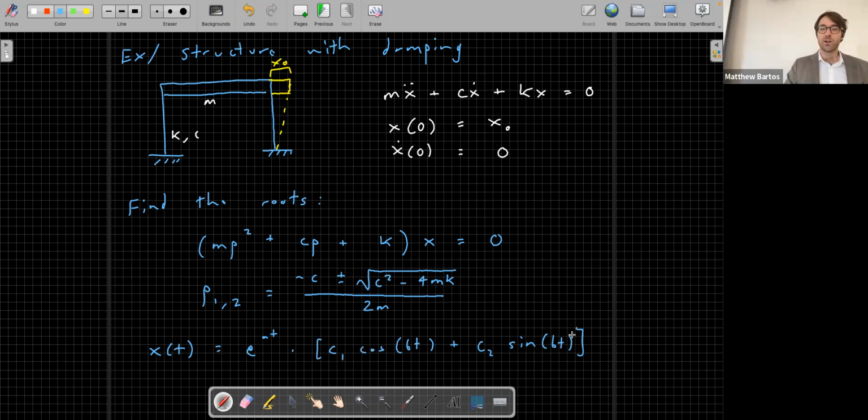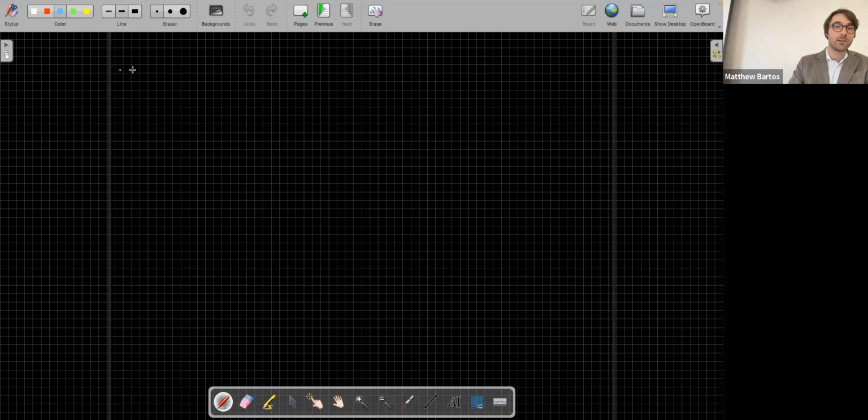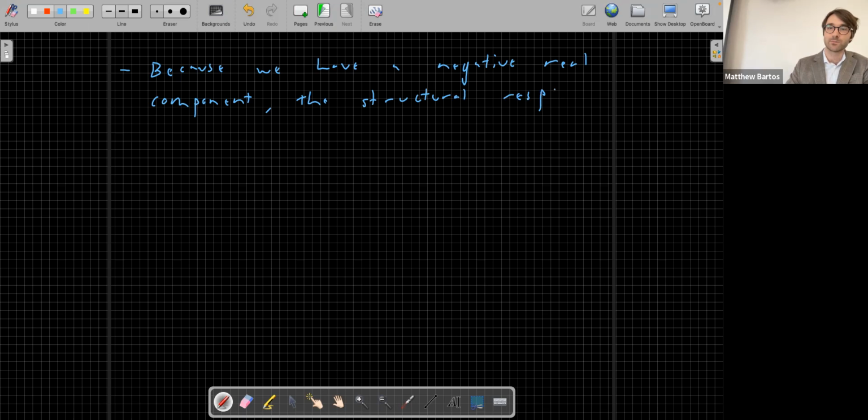Okay, so we have this real component. The real component is negative because c has to be positive. So let's just make it clear that because we have a negative real component, the structural response will exhibit exponential decay in terms of its magnitude.